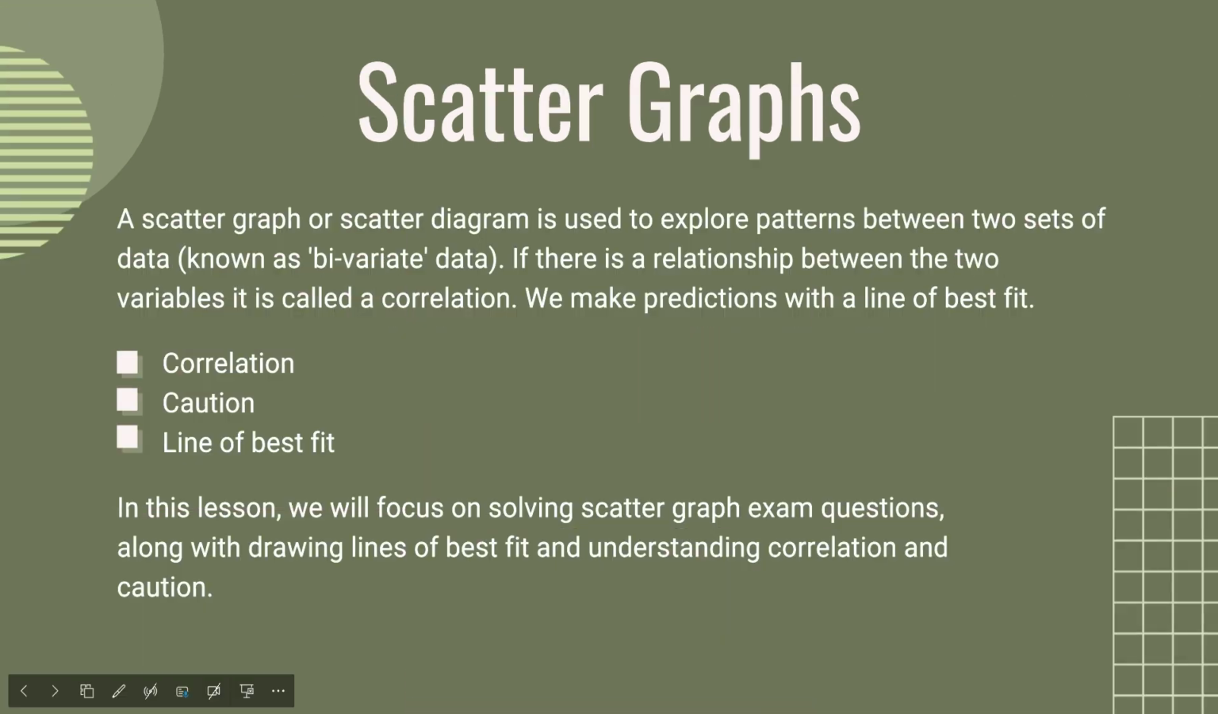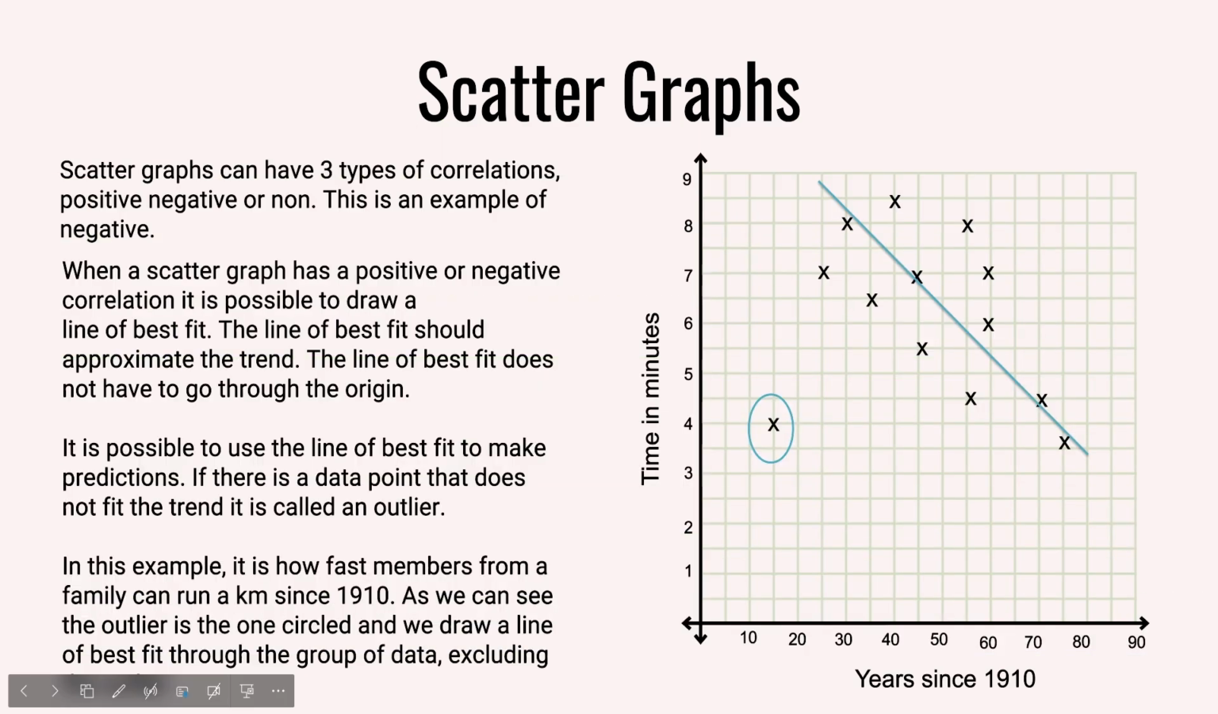So, what is a scattergraph? A scattergraph, also known as a scatter diagram, is used to explore patterns between two sets of data, known as bivariate data. If there is a relationship between the two variables, it is called a correlation. We make predictions with a line of best fit. In this lesson, we will focus on solving scattergraph exam questions, along with drawing lines of best fit and understanding correlation and causation. Here is an example of a scattergraph if you haven't seen one.